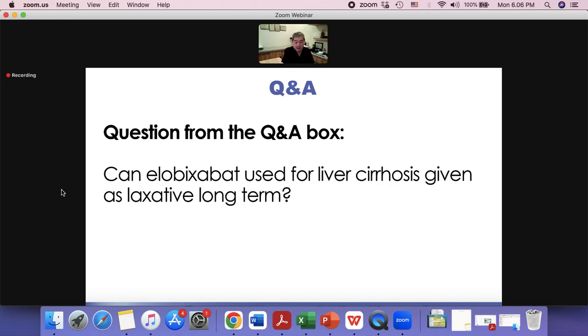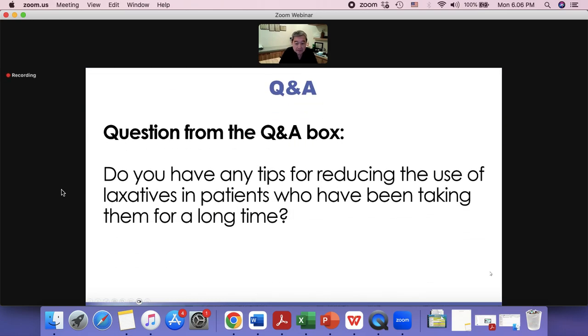And then I think at the end we have one more question. Do you have any tips for reducing the use of laxatives in patients who have been taking them for a long time? I presume the question is referring to the use of stimulant laxatives predominantly as a concern, as you have raised, Professor Nakajima.